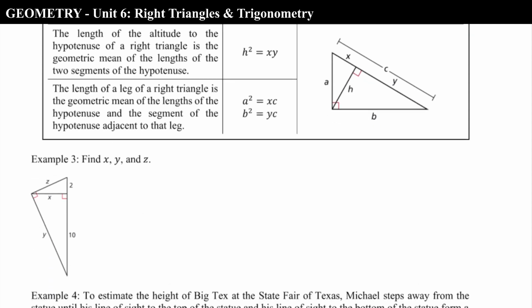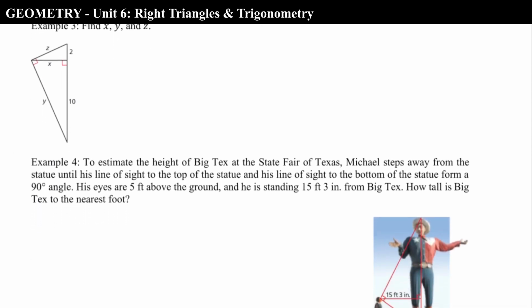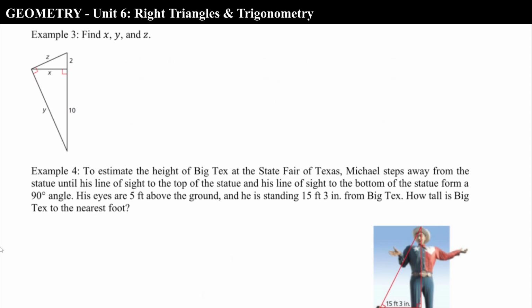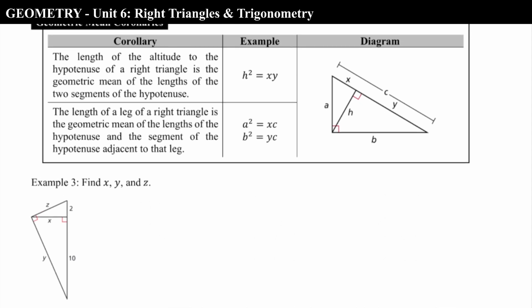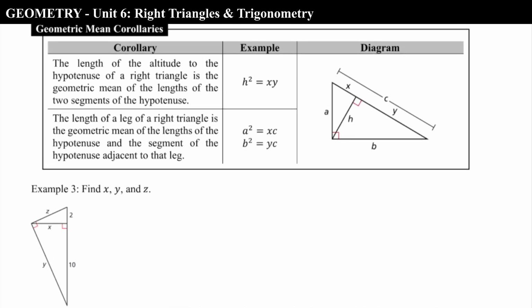So let's do some examples of these. Starting with example 3, let's find x, y, and z. In fact, I'm going to leave this up just so that we can use it. So let's start with x. We know that x squared here is going to be these two values here, 2 times 10. So x squared equals 20, and you take the square root of each side, you get the square root of 20, and we simplify that, and you get 2 square root of 5.